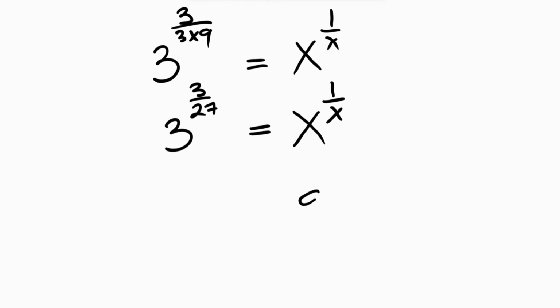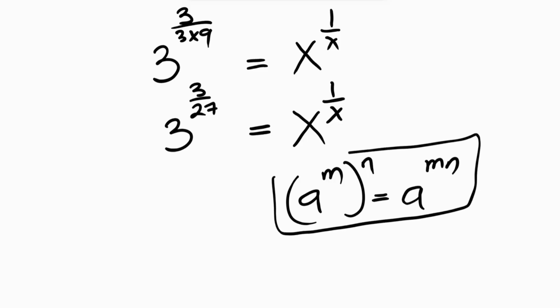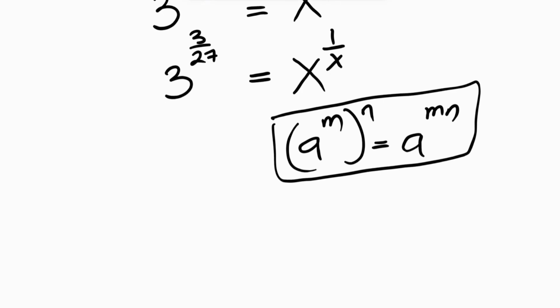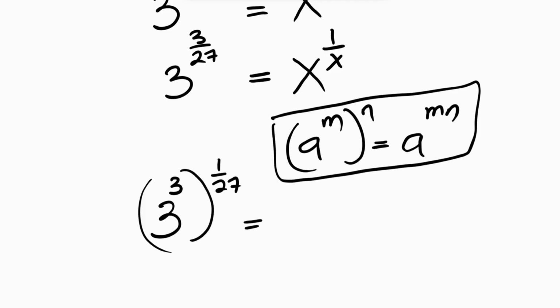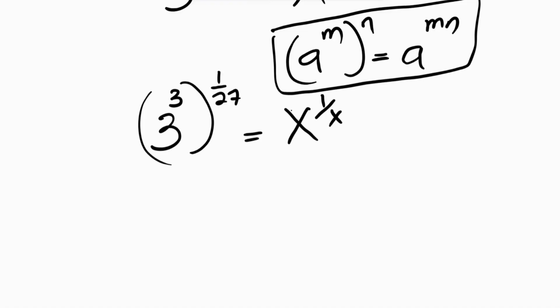If you recall our initial formula, let us break up 3 raised to power 3 over 27. We can rewrite it to look like this: 3 raised to power 3, then 1 over 27, equals x raised to power 1 over x. Now, 3 raised to power 3 is 3 times 3 times 3. 3 times 3 is 9, times 3 will give us 27.